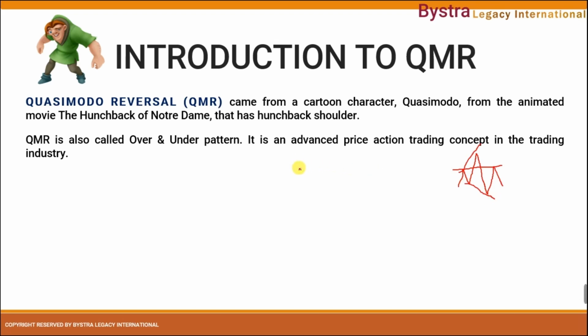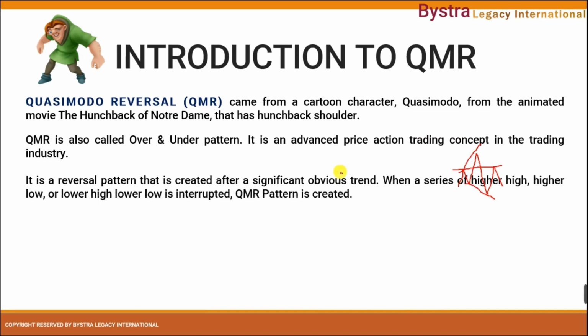It is an advanced price action trading concept in the trading industry. It is a reversal pattern that is created after a significant, obvious trend. Normally this happens when there is a change of trend. For example, when the trend is going upwards, and price decides to come down, it won't just go up and then pop like that. No, definitely not. It will start to create a QM pattern. It goes like this, comes back down, breaks the structure, comes back up again to retest this area, and then goes on a downtrend.